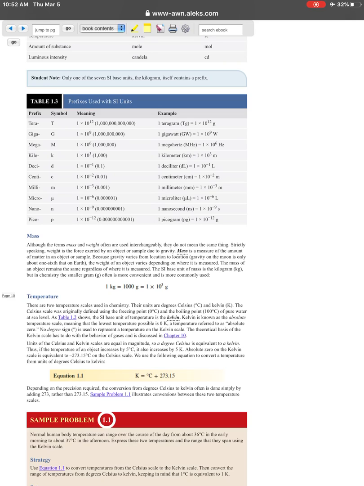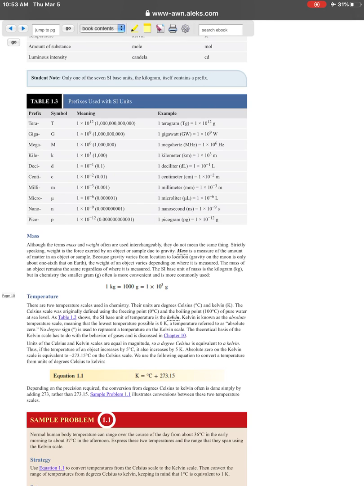Centi, lowercase c. And notice that the prefixes for the numbers that are less than 1 are all lowercase. 1 times 10 to the minus 2 is a hundredth, 0.01. 1 centimeter would be 1 times 10 to the minus 2 meters.